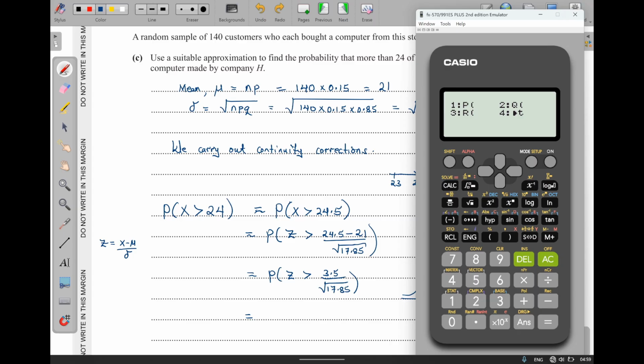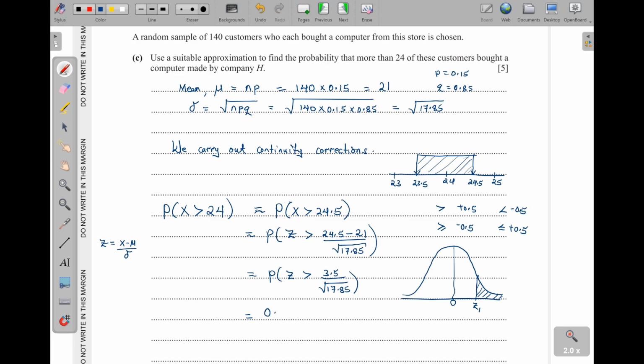The R you are seeing there, those are the most important that we need. The R is greater than. So I will press 3. That is for greater than. Then I will press 3.5. Then I divide by the square root of 17.85. And you press equals. So that is the answer you get, 0.20372. And then to 3 significant figures, 0.204.